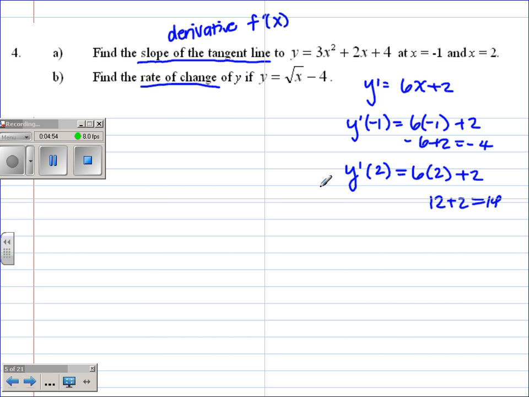And then part B says we need to find the derivative. That's the derivative, y prime equals, if you want to rewrite this, it's x to the 1/2. So we take the derivative, 1/2 x to the negative 1/2. The derivative of 4 is 0, you don't have a derivative of a constant. If I rewrite this, it's the same as 1 over 2 square root of x.